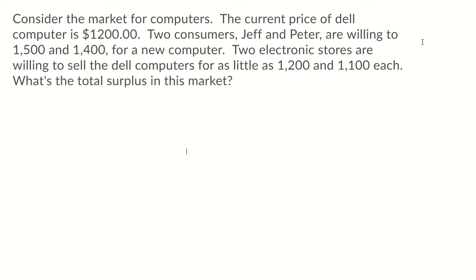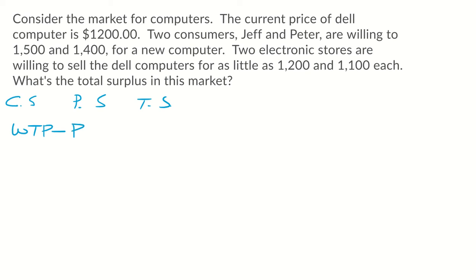Now, the question will be asking in three ways. So first, it might be asking for what is the consumer surplus, what's the producer surplus, and what's the total surplus. All right, so to find consumer surplus, what you need to do is to take each consumer's WTP, subtract the price that they actually pay for the computer.